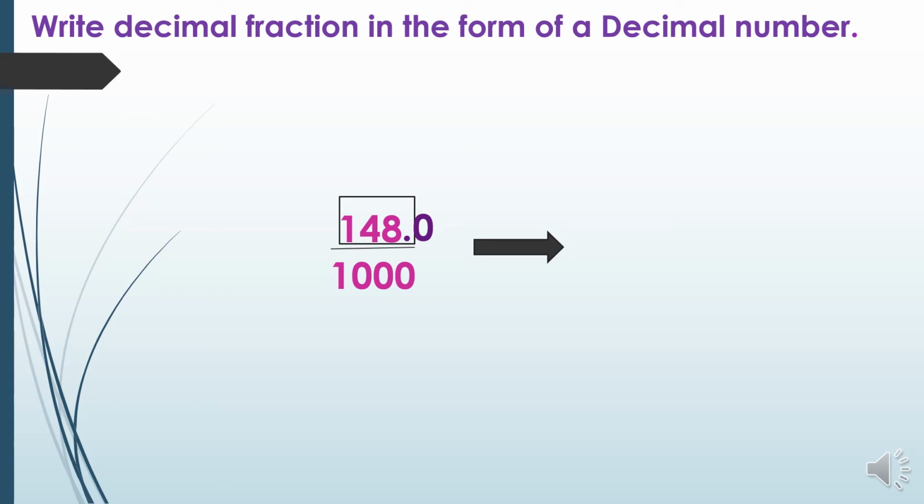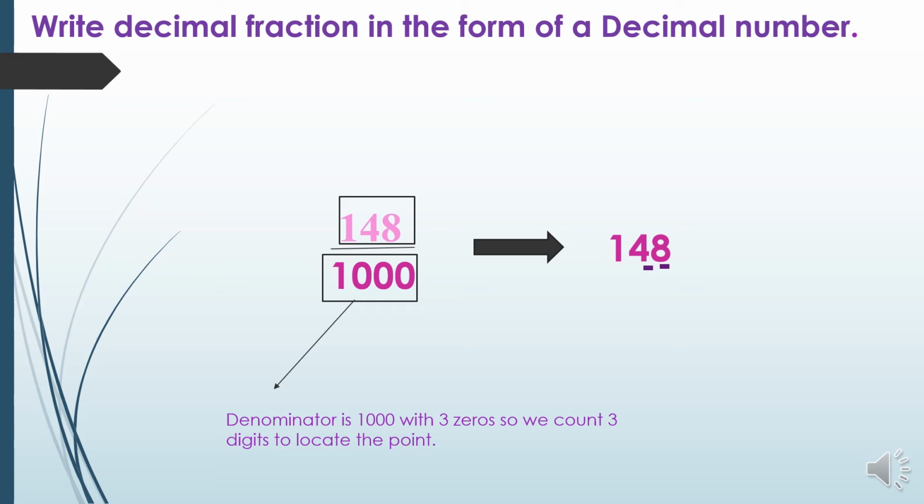Then now it's necessary to move the point. I will move the point to the left side. To write a decimal fraction in the form of a decimal number, I only move the point. How can we move it? Look, we have 148.0. Then I will move the point 3 digits to the left side because we have 1000 down. We have 3 zeros down. Then 1, 2, 3. Then I will put the point.